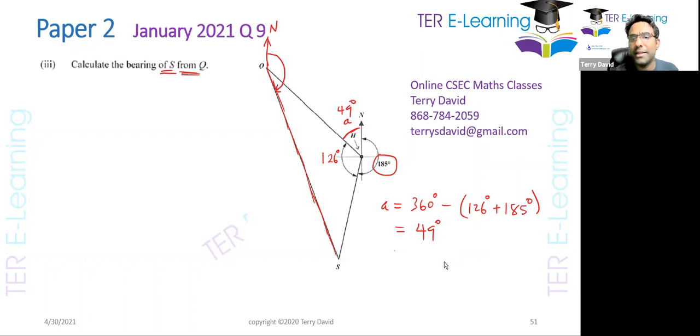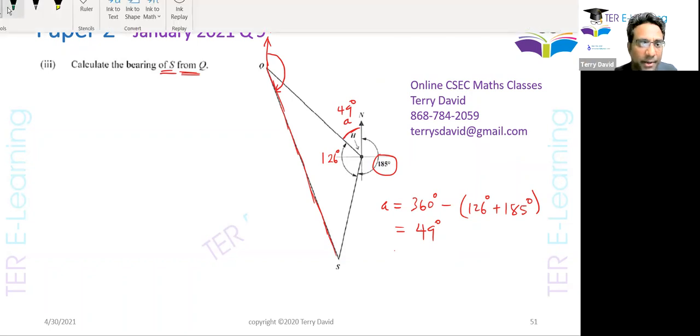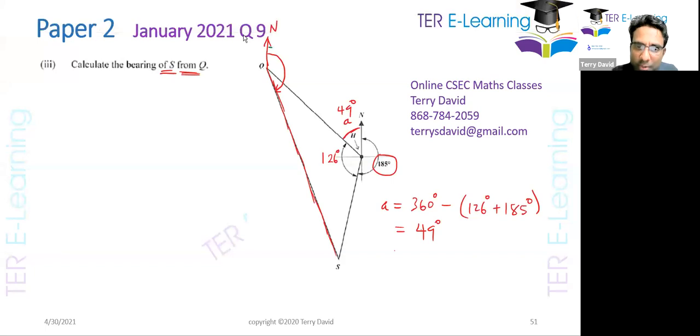Now, one of the things that we need to make use of in some of these questions is that the north lines are always parallel, right? So we're making use of parallel lines. So if this angle is 49 degrees, let's use a different color here, I can work out this angle here, that green part there.